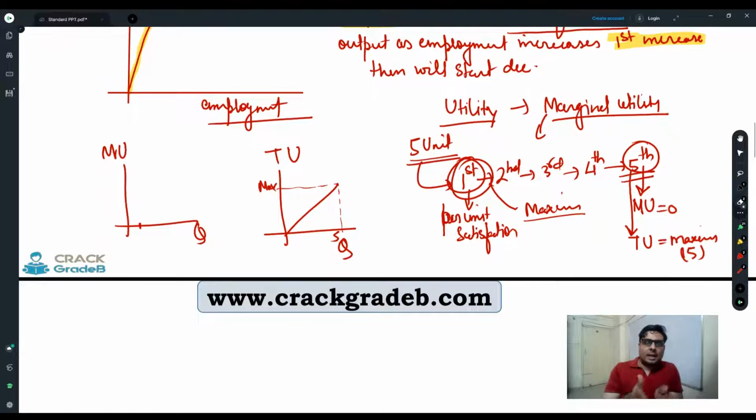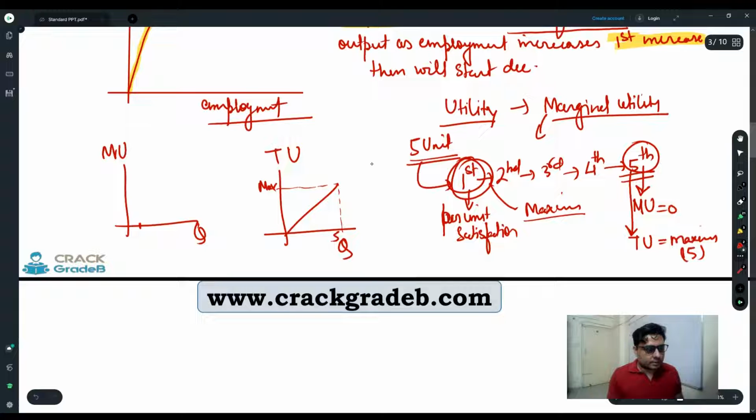But at the same time, I am eating 1, 2, 3, 4, 5. So total consumption is increasing, but my appetite to consume more units is decreasing as I increase my consumption, right? This is why marginal utility will decrease, and finally it will be zero at a quantity of 5.